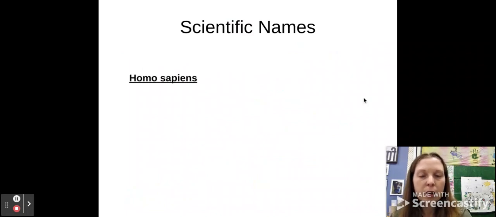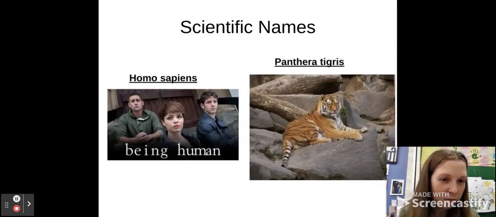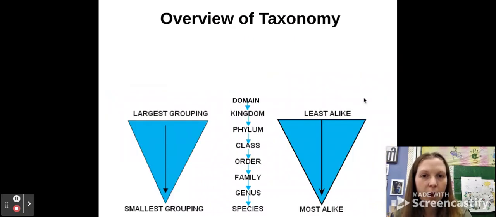So some examples of scientific names: Homo sapiens. Okay, so those are humans. Panthera tigris, which is a tiger. Okay, and then our order of taxonomy is the same as our classification, because taxonomy, again, is just how we name. We use the last two orders of our classification to get to that point.